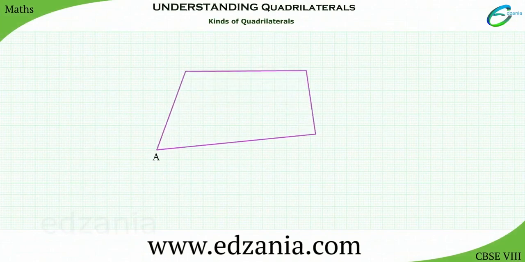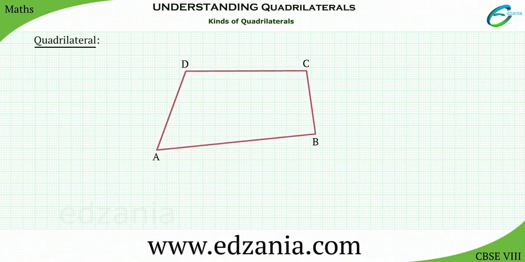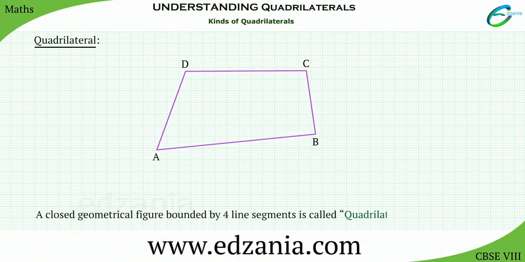What type of figure is it? Polygon. What is the name of this polygon? Quadrilateral. A polygon bounded by 4 line segments is called a quadrilateral. Or a closed geometrical figure bounded by 4 line segments is called a quadrilateral.